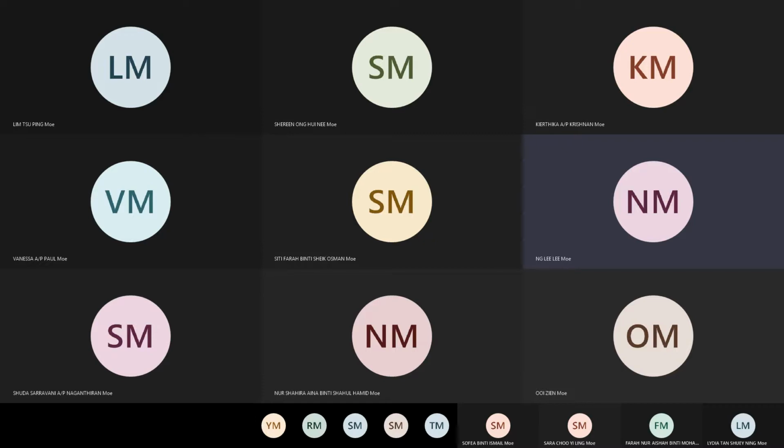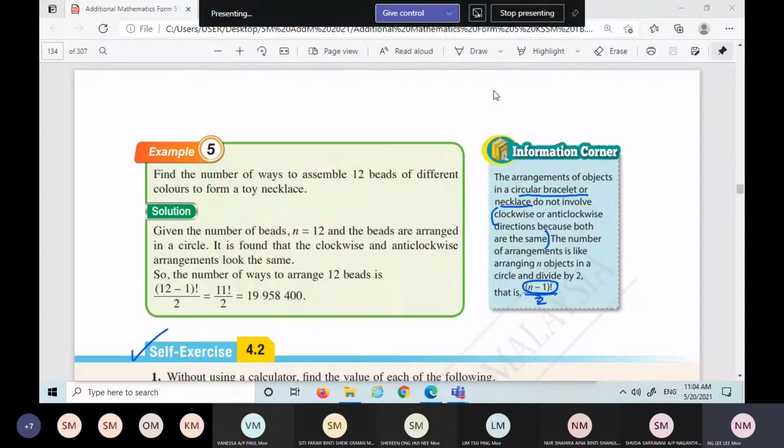You see. Okay, can you see the textbook?